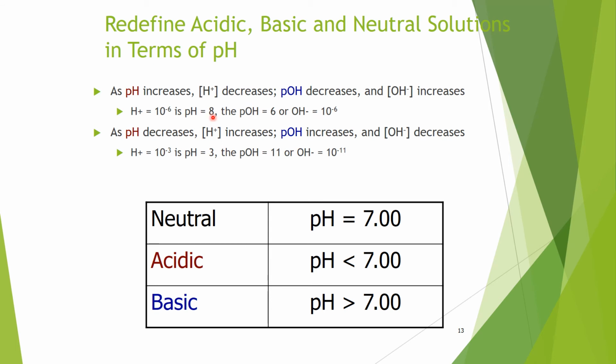So this number 8 really means negative 8, and this number here really means negative 6. And vice versa here. All right, so this gives our relation. If the pH is less than 7, that means acidic. That means there's more acid than base, more H plus. And the same thing with basic. We'll do some problems with these in a minute.